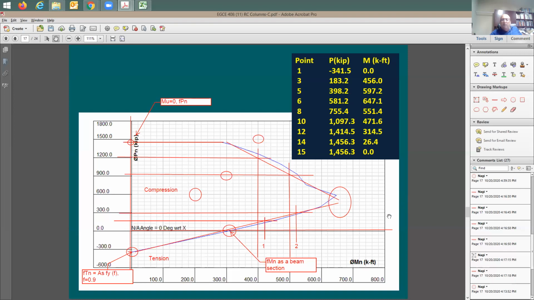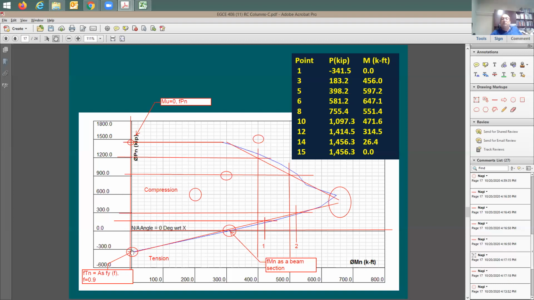How many significant points? Yes, say significant points. Here is 1, here is 2, here is 3, here is 4, here is 5. Do you guys agree? Yes. You need to have these 5 points to be able to do the interaction diagram for a given concrete section.